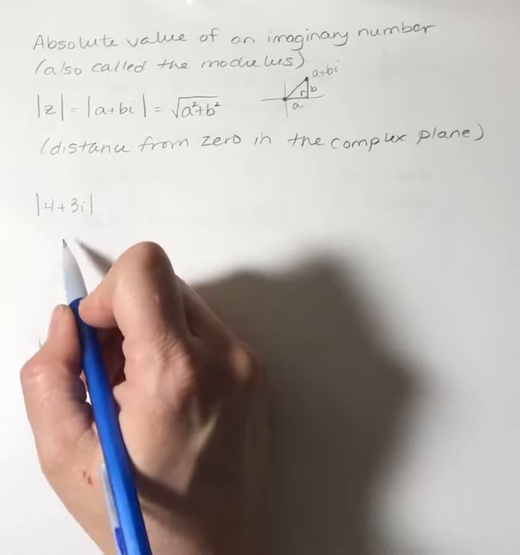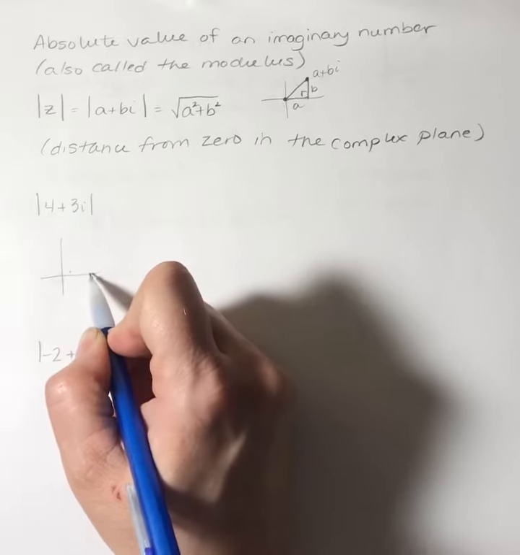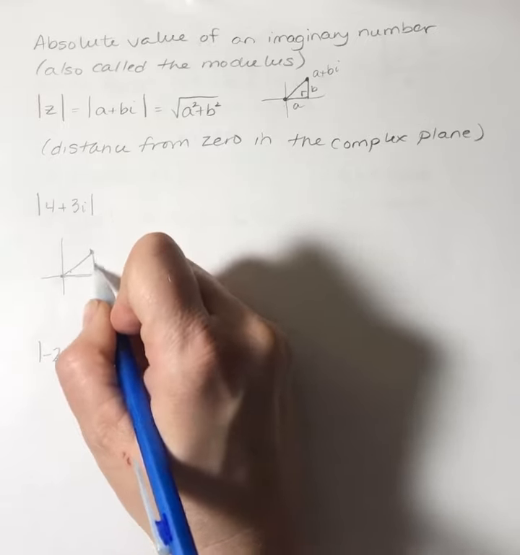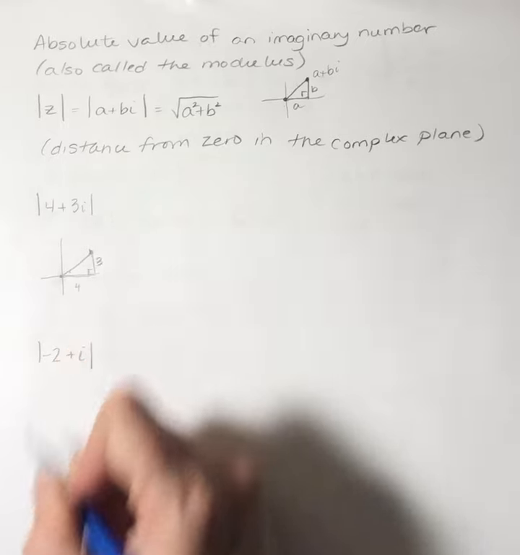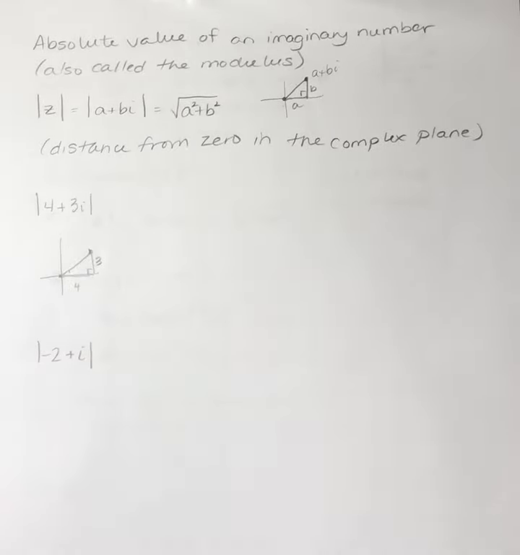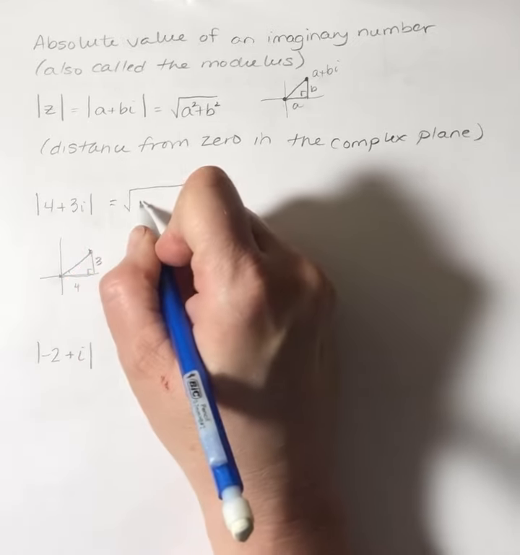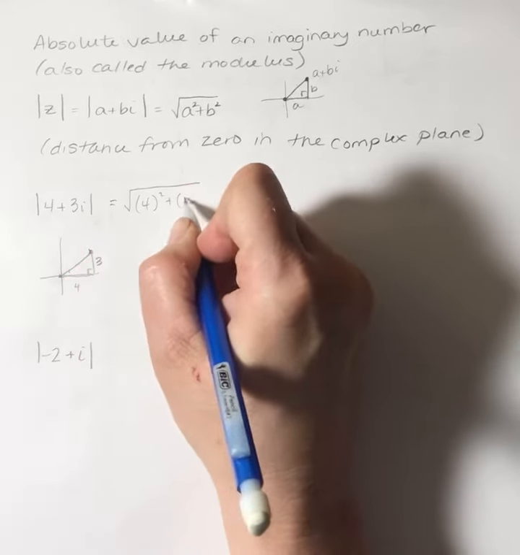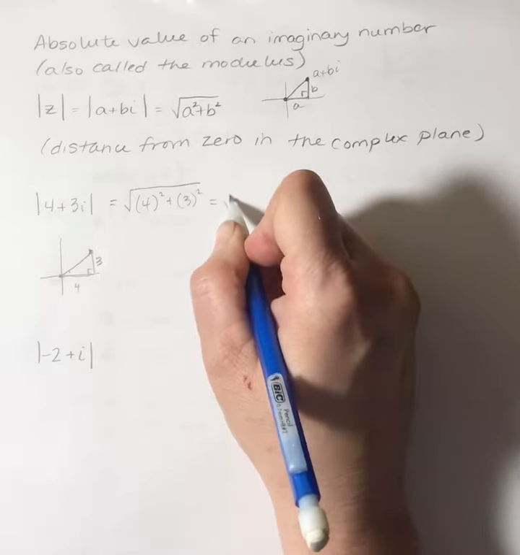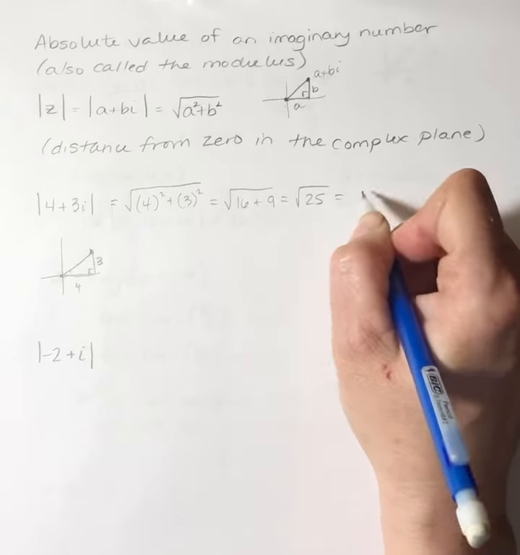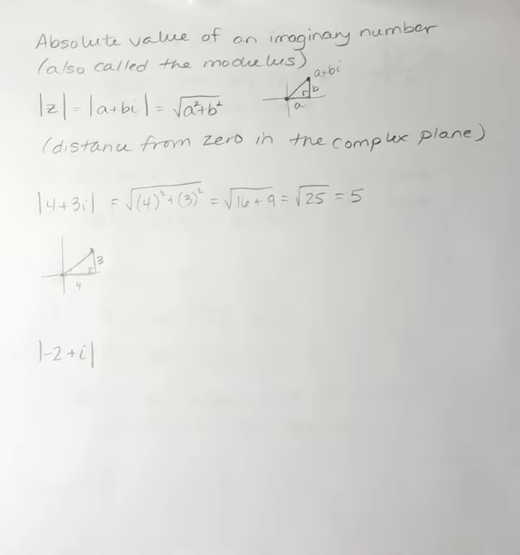So, excuse me, 4 plus 3i, just a rough sketch. 4 plus 3i. If you notice this quickly, this is a 3, 4, 5 triangle. I don't even have to do any math. Or you can say the square root of 4 squared plus 3 squared, or 16 plus 9, or the square root of 25, which is 5. But if you remember your Pythagorean triples along the way, the Pythagorean triples will save you a little bit of time.